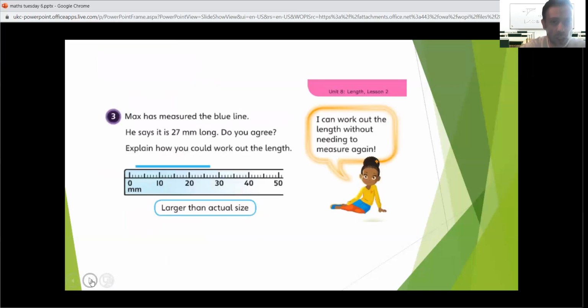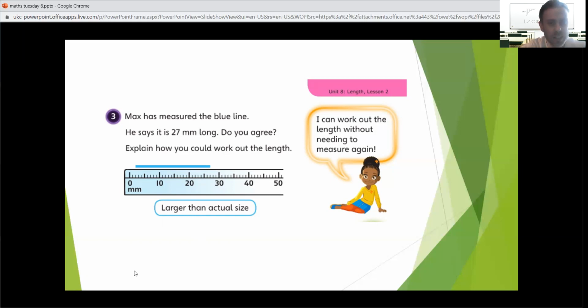All right, I've got one more question for you before we get on to some power maths. We've got Max. Max has measured the blue line. There it is, look, there's the blue line. He says it's 27 millimeters long. That's the same as the worm. Do you agree? Explain how you could work out the length.